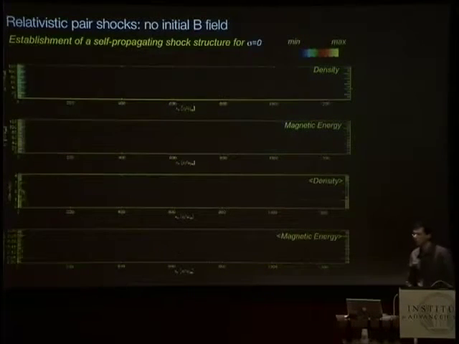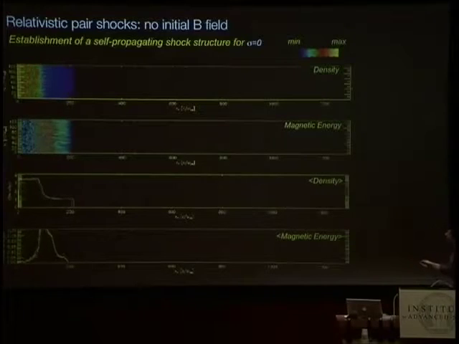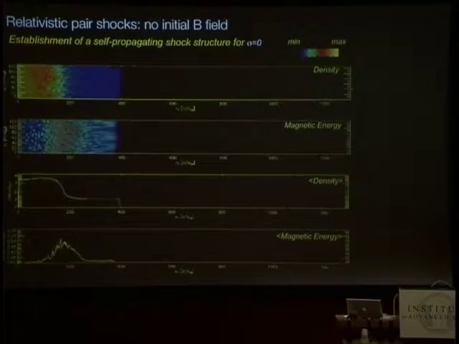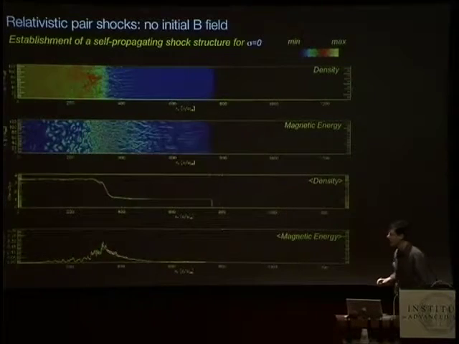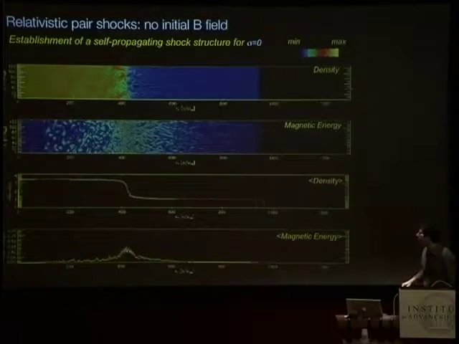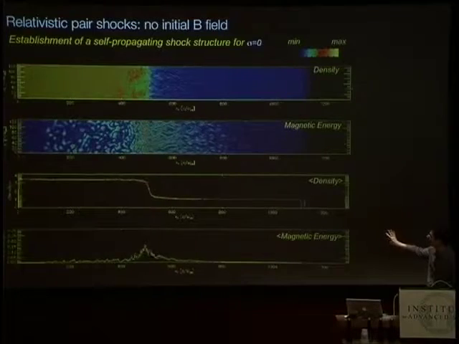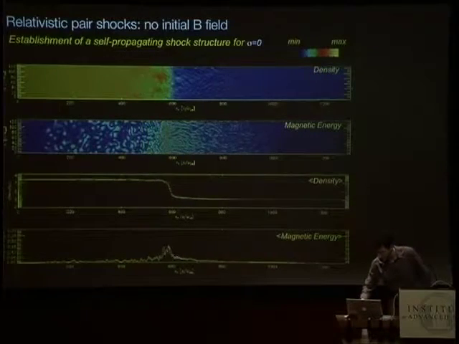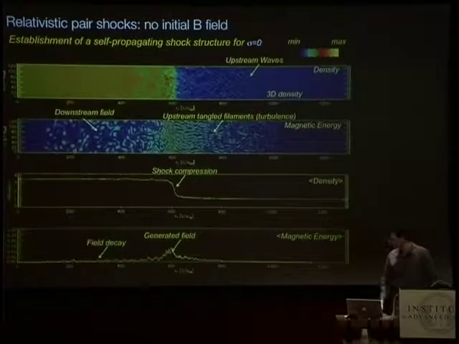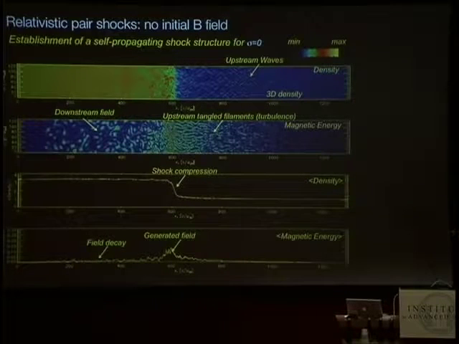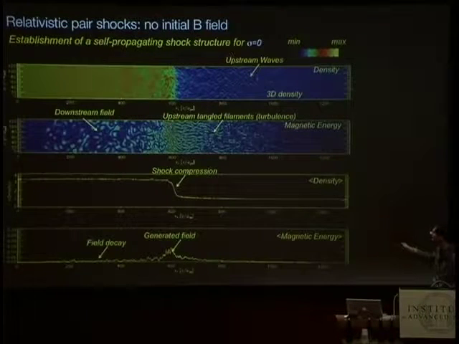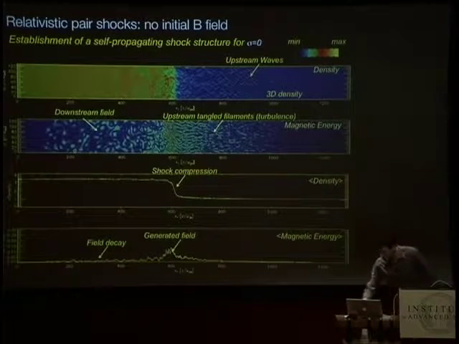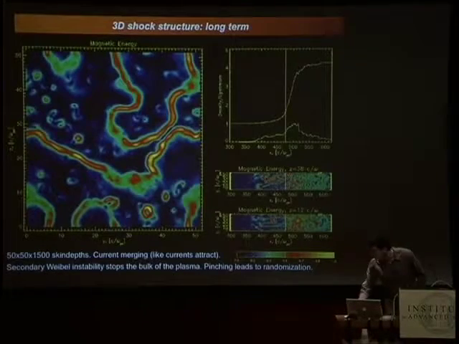What is the mass ratio in this? Right, thank you. This particular simulation is mass ratio 1, so this is electron-positron plasma. I'll show you electron-ion plasmas in a few slides. Initially there was no magnetic field, but the magnetic field got created just due to this interaction. So there are lots of interesting things here. There are tangled filaments. There's downstream field. There are waves that are propagating in front of the shock. This is a subject of a whole other lecture.